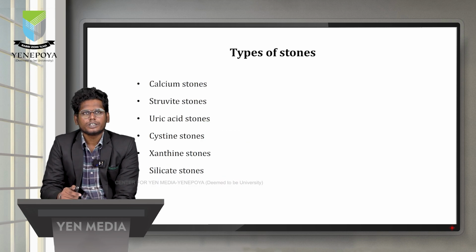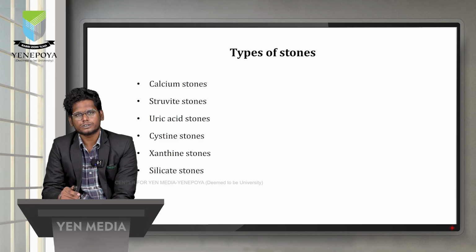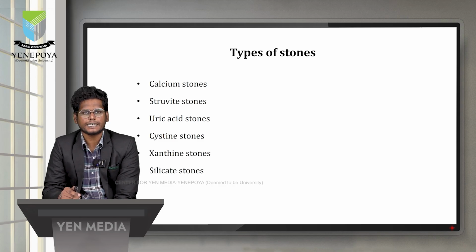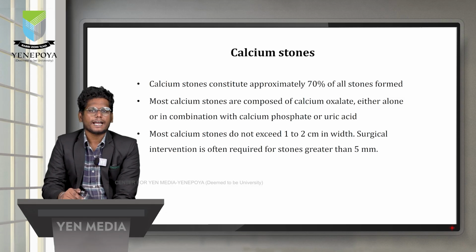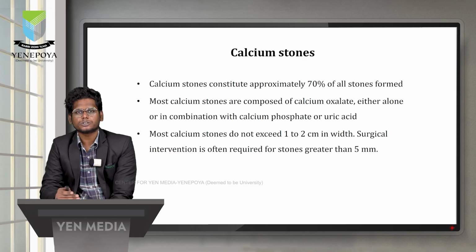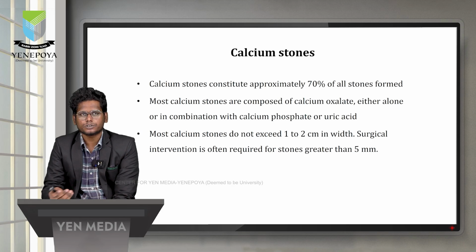Then, types of stones. There are different types of stones available. One is calcium stones, second is struvite stone, third is uric acid stone, fourth is cystine stone, fifth is xanthine stone, and sixth is silicate stones. Coming to the calcium stone, it is the most abundant stone that we can see. About 70% of stones are calcium stones.